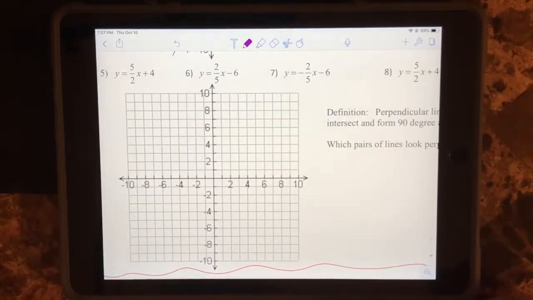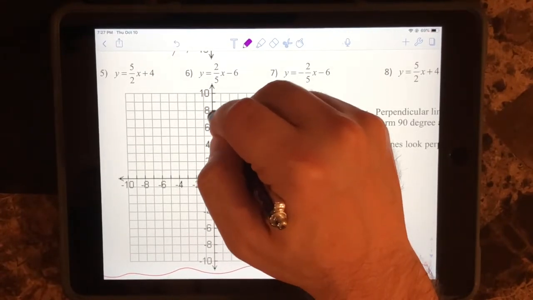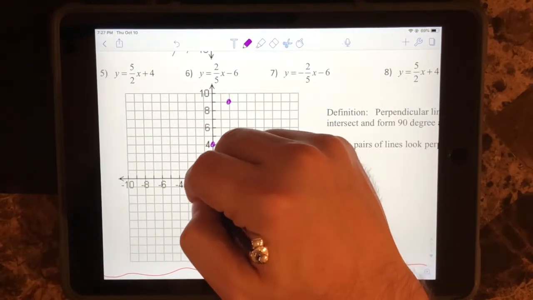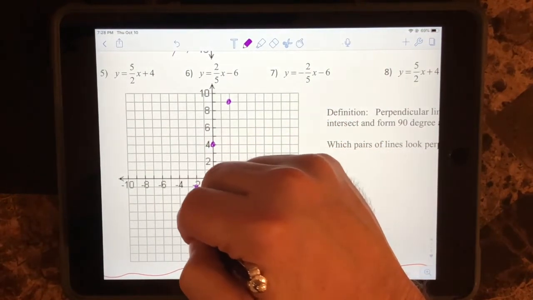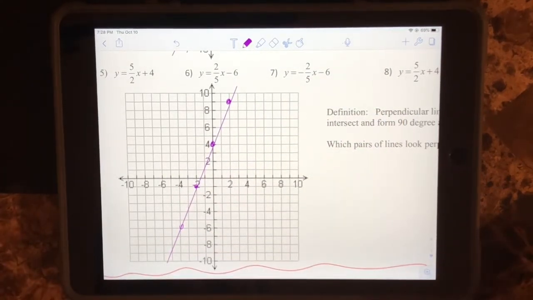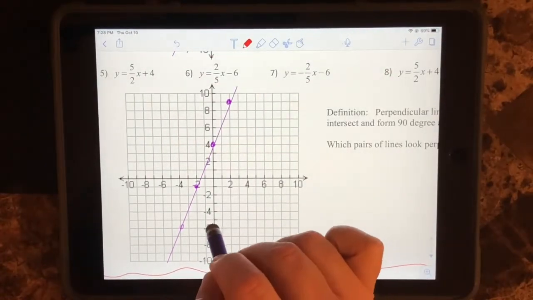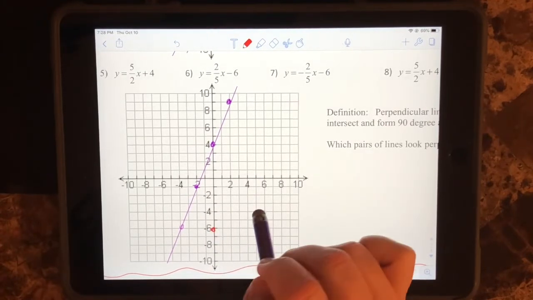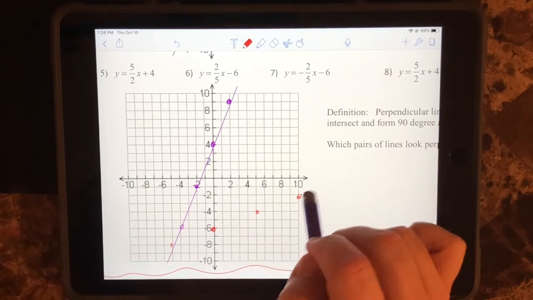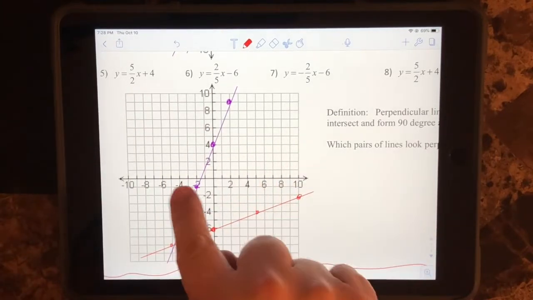Now, how about this one? Well, the first one there would go through 4, and then up 5, right 2, down 5, left 2, down 5, left 2. It's going to look something like that, and I'm going to color them. So the next one hits at -6 with a slope of 2/5, and would look something like that. So those are definitely not parallel, we can see there.